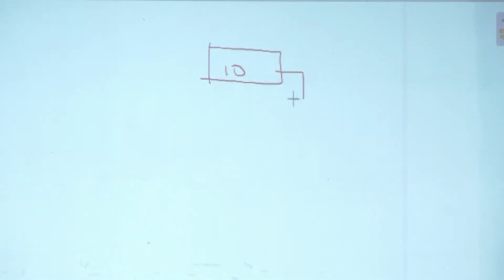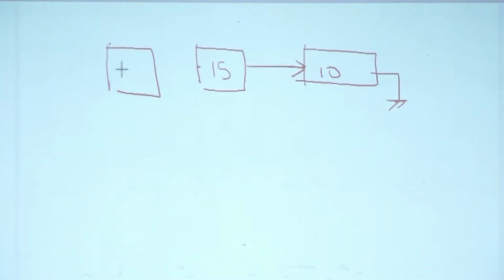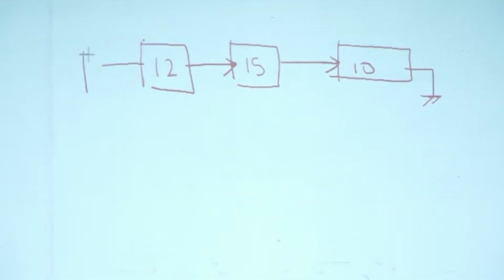So the way we build a linked list, first we add the first node, let's say 10, and its next is null. Then we add another node which gets added to the head, let's say 15, and this gets connected over here. Then we add another node, always at the head, so let's say 12 gets connected like this, and let's say one more node, 7.